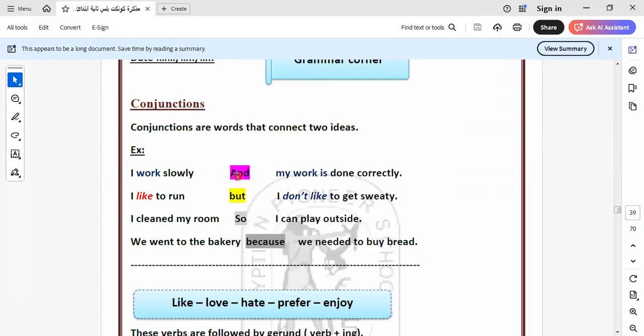So we have here conjunction, or we say coordinated conjunction, which has and, but, so, and because. Let's learn it together. And means something adding to something. When you say, I work slowly and my work is done correctly. I like to run, but I don't like to get sweaty.